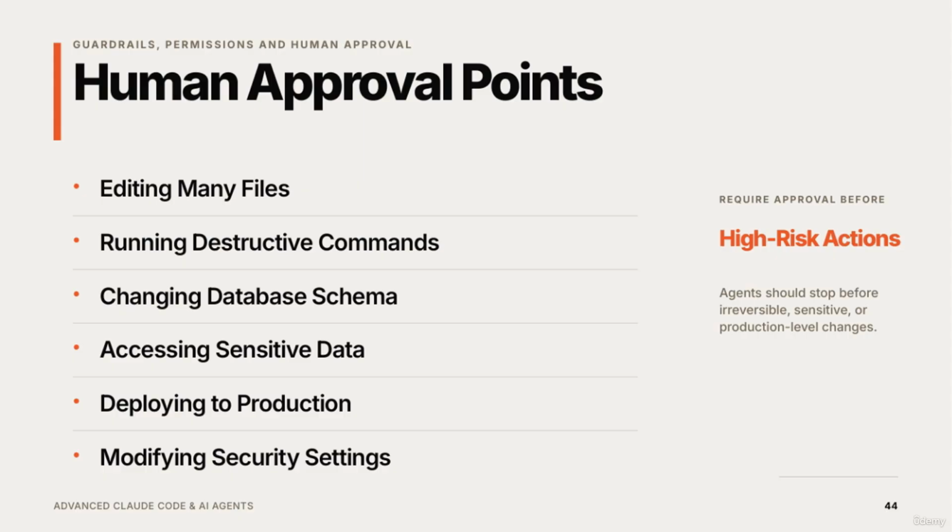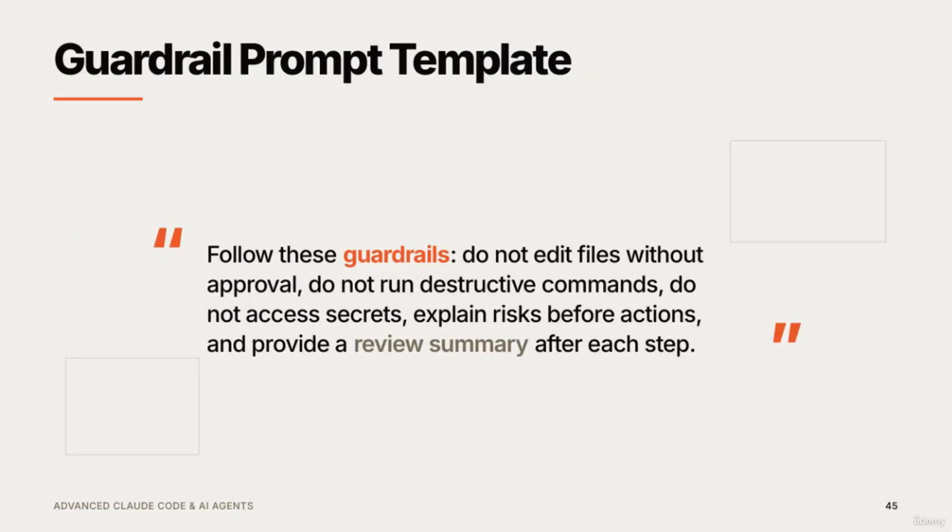This includes editing many files at once, running destructive commands, changing database schemas, or accessing sensitive data. Deployments to production and modifications to security settings also demand explicit human consent. By establishing these checkpoints, we create a system of accountability and reduce the risk of errors that could impact business operations or data integrity. These human approval points act as essential guardrails that help balance automation efficiency with safety and control. On this slide, we're focusing on the guardrail prompt template, which is essential for safe and effective AI interactions.